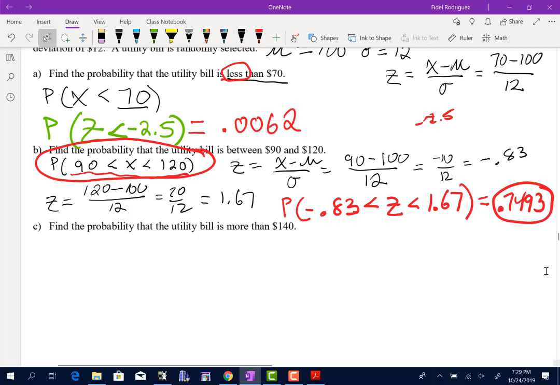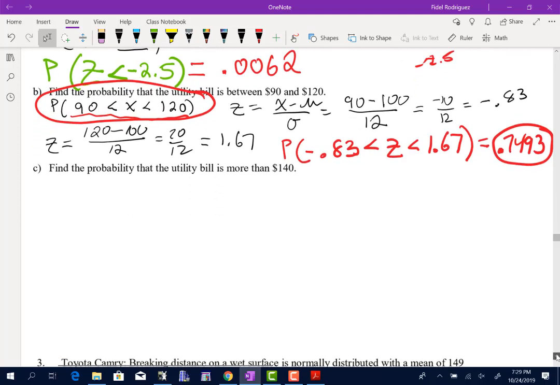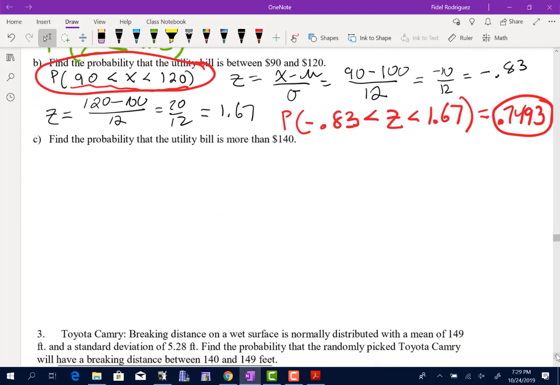Let's take a look here at this next part and see if we can figure it out. Okay, so guys, look at part C. Part C says, find the probability that our light bill is what? Wouldn't that be greater than 140?